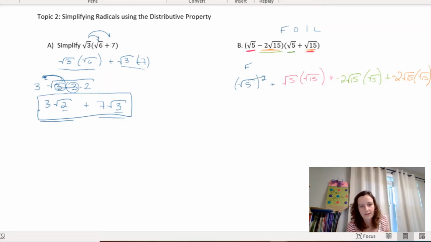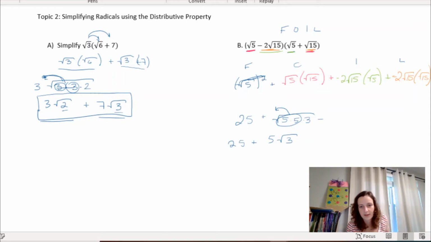Okay, now let's simplify here. The square root of 5 squared is going to be 25 plus, these are where my outers, inners, and last, the square root of 5 times the square root of 15. Okay, 5 times 3, because we're looking for those perfect squares. 5 times 5 is 25. Take the square root, and you're taking out this 5. So you'll have 5 square roots of 3 as your value here.